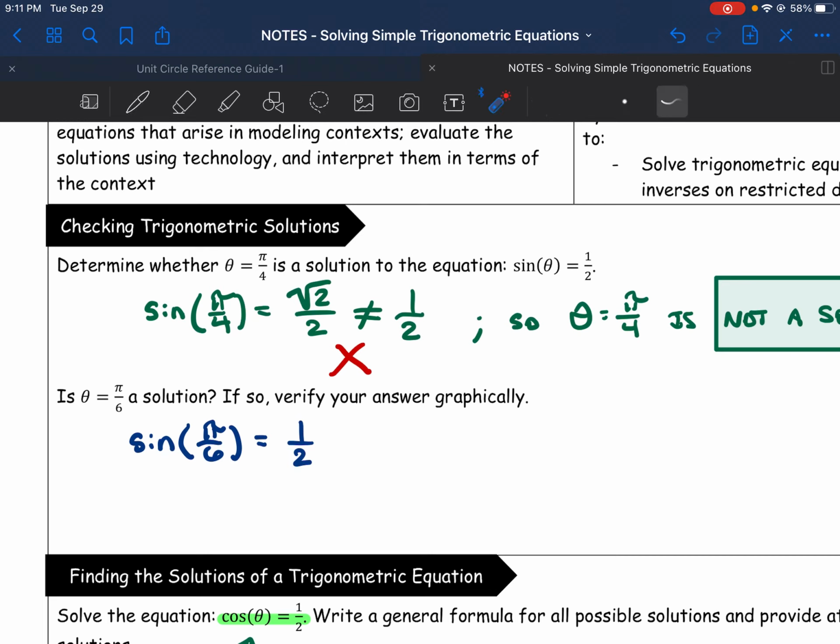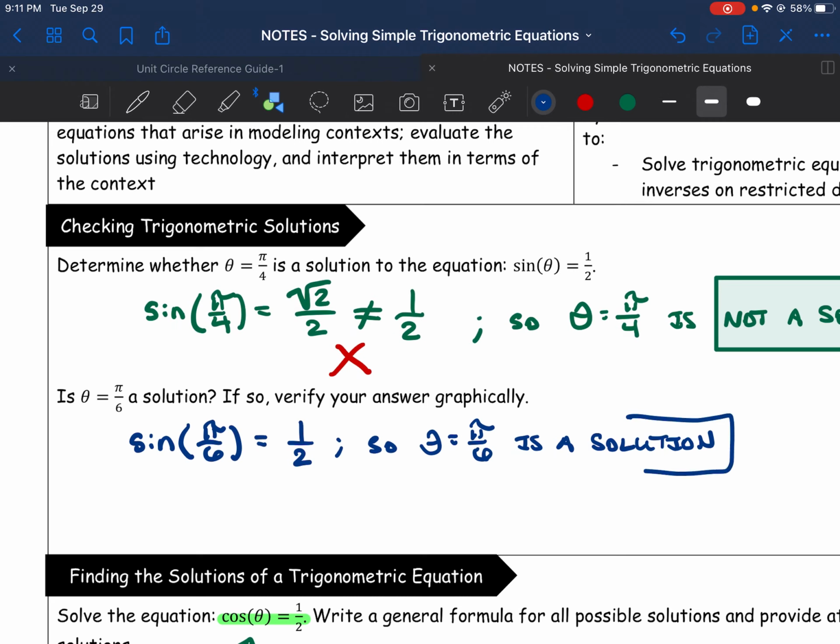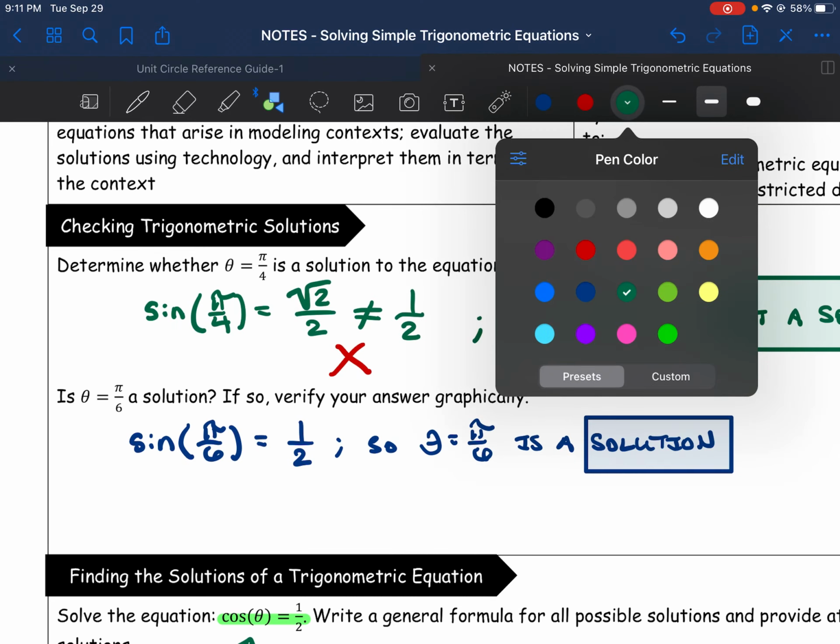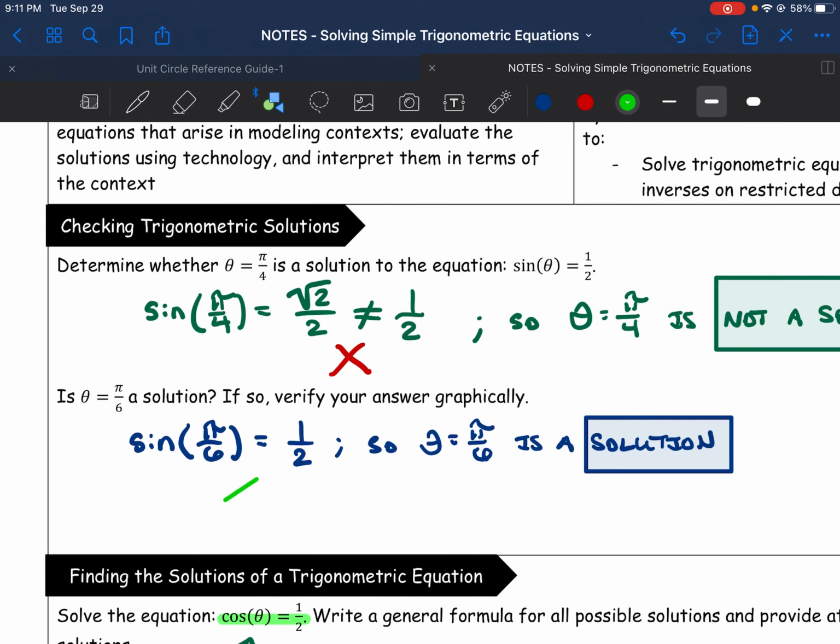And would you look at that? That's exactly what we are checking. So since the sine of pi over 6 equals 1/2, that means pi over 6 is a solution. Okay, so theta equals pi over 6 is a solution. It's the green check mark of approval.